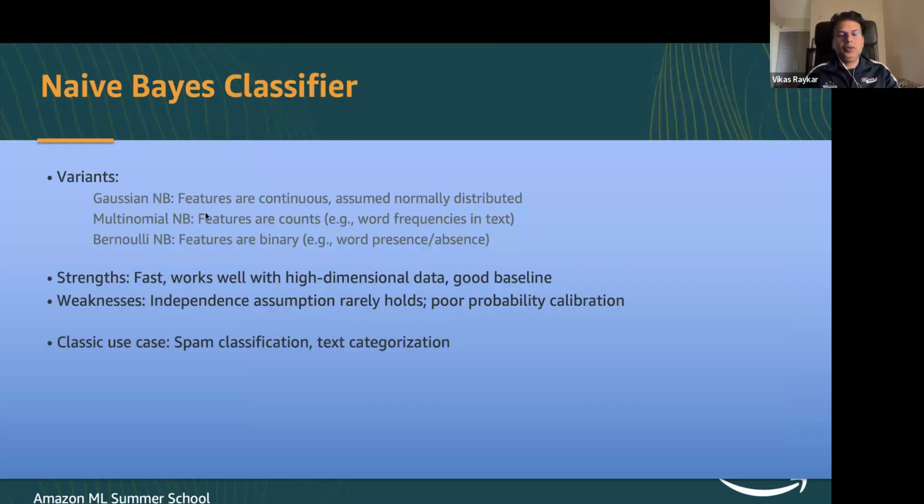Based upon how you model probability of xj given ck, you have different variants. If the features are continuous, typically you can model each one as a Gaussian distribution, normally distributed, and then it's called Gaussian naive Bayes. If the features are counts, for example word frequencies in text, it is multinomial naive Bayes. If features are binary, word presence or absence, then it is Bernoulli naive Bayes. One of the advantages of naive Bayes is it's extremely fast and works well with high dimensional data. It's a good baseline for a lot of problems. The cons being, of course, the independence assumption, which rarely holds in practice, and also the probability scores are poorly calibrated. One of the most common use cases for naive Bayes is spam classification or text categorization.